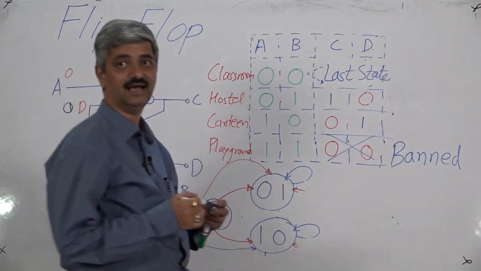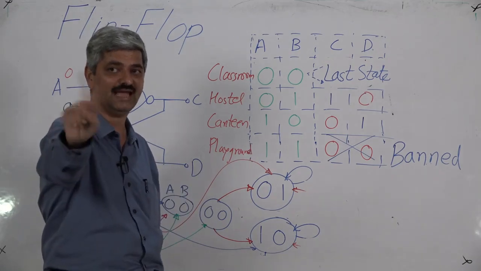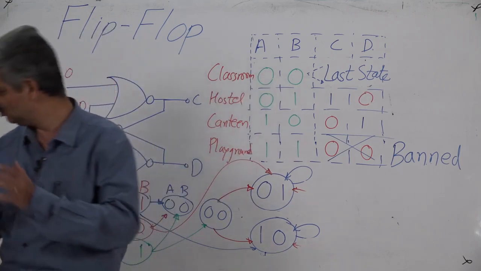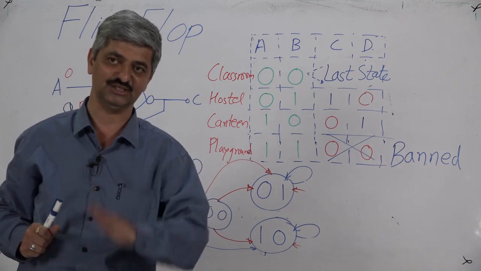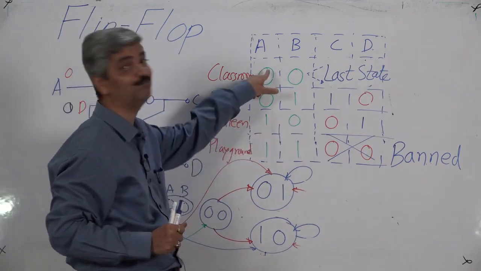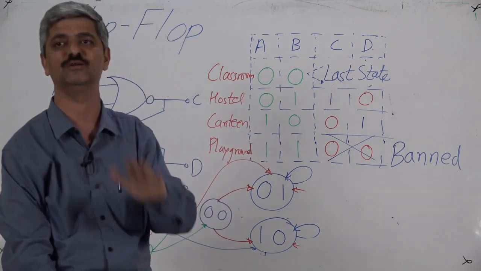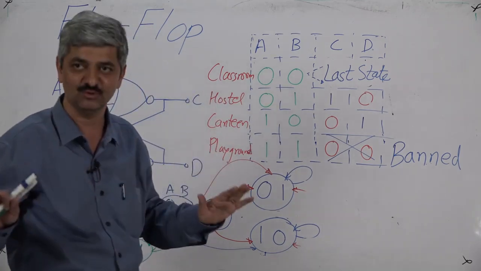I write as last state. Means there is no unique state. There is no unique answer in the truth table for A equal to 0 and B equal to 0. There are two possibilities, either 0, 1 or 1, 0, depending upon how you came to 0, 0. If you come from canteen, you would be in casual mood. If you come from hostel, you are maybe in serious mood.